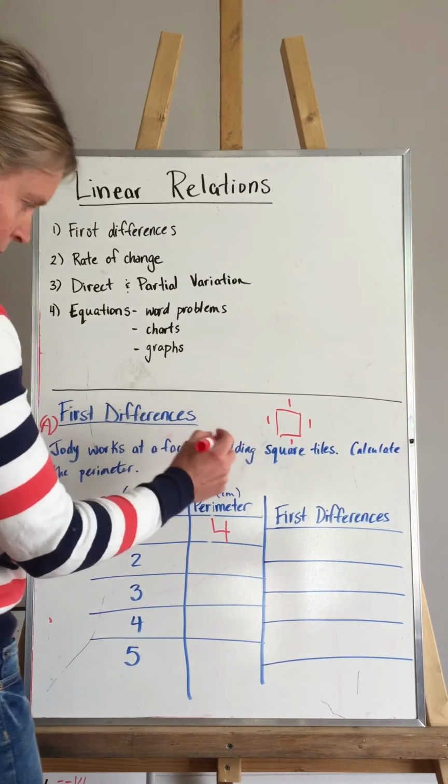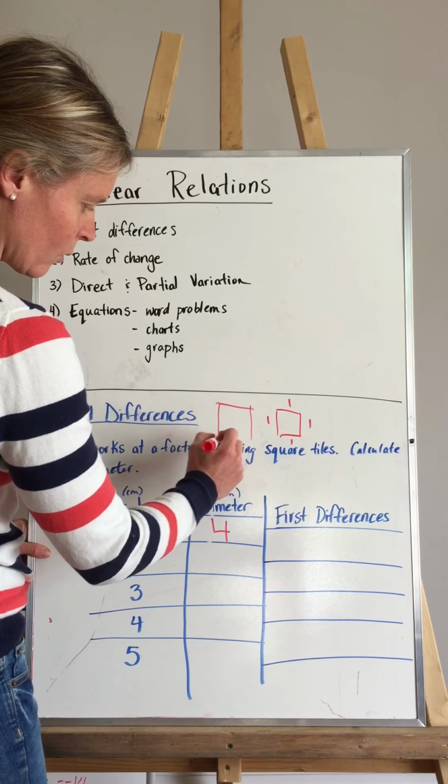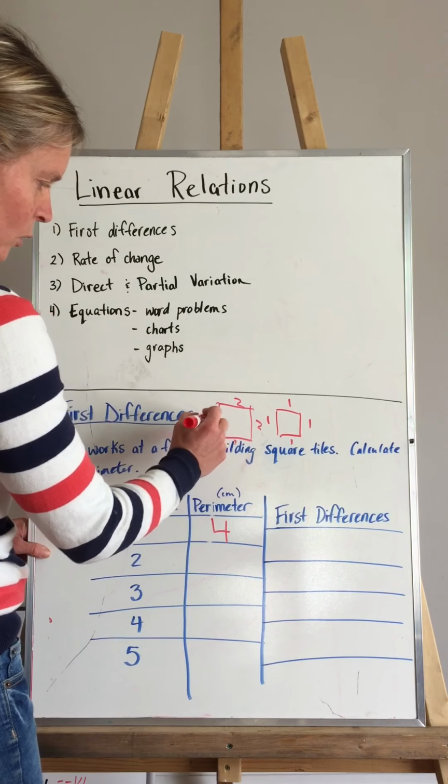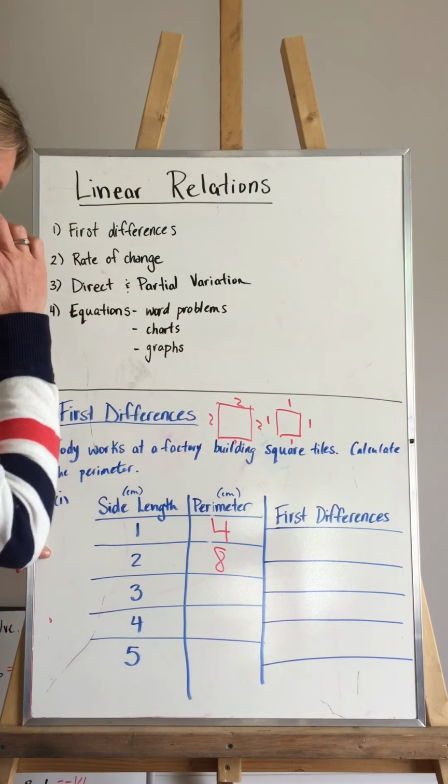Okay? That would be for that one. And then let's say our tile's a little bit bigger, and they're all square, right? So now it's 2 all the way around, 2, 4, 6, 8. So now our perimeter is going to be 8.